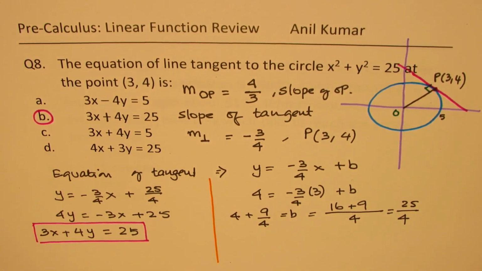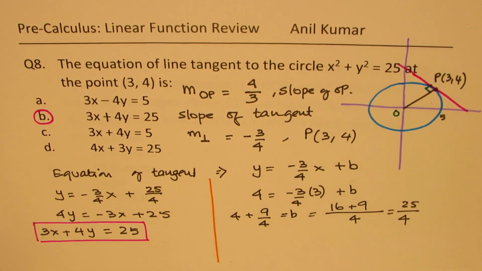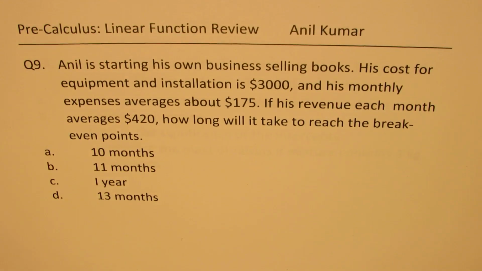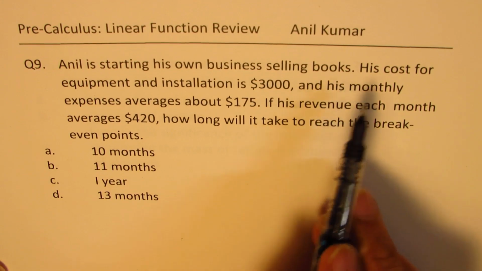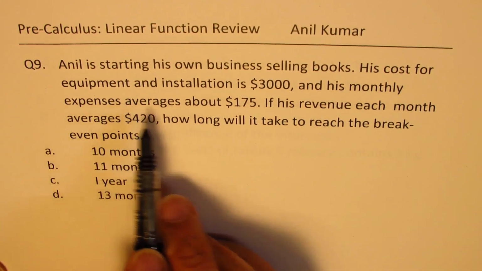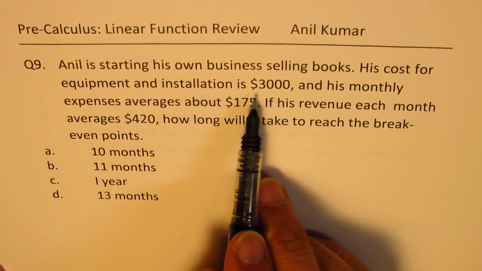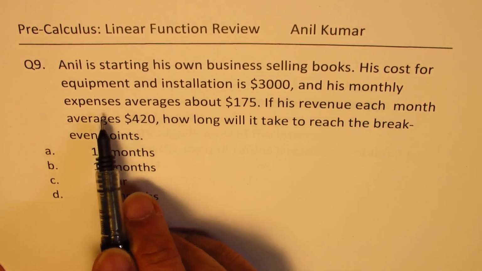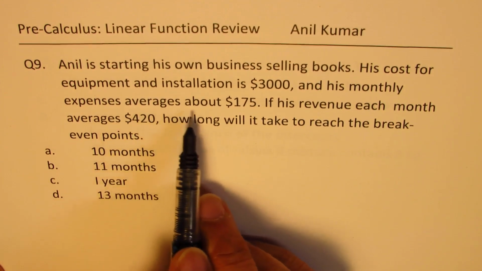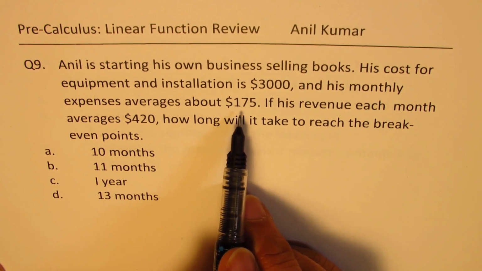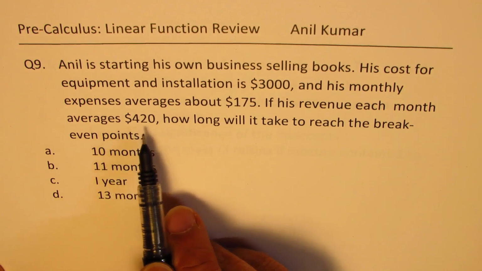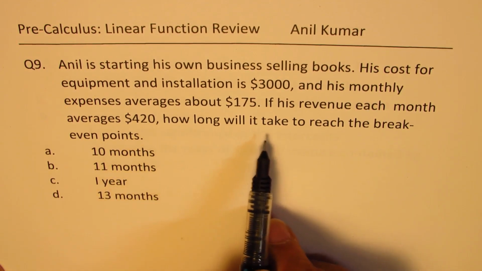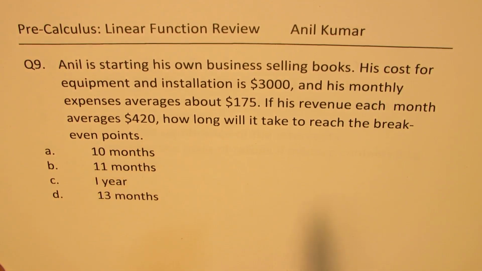Okay. Now let's move on and take question number 9. Question number 9. Anil is starting his own business selling books. His cost for equipment and installation is $3,000 and his monthly expenses average about $175. If his revenue each month averages $420, how long will it take to reach the break-even point?